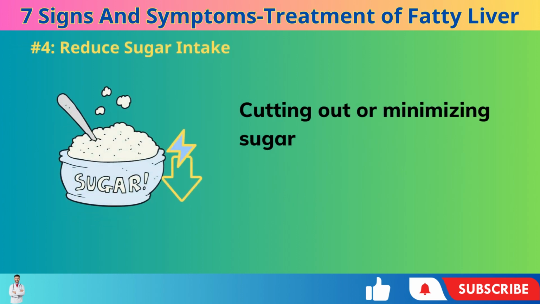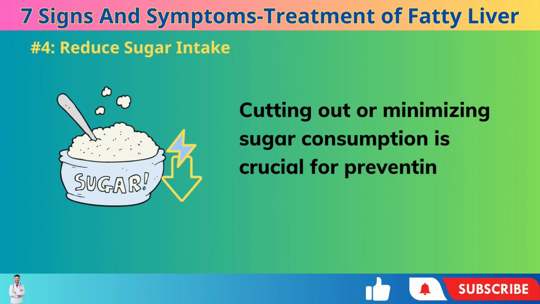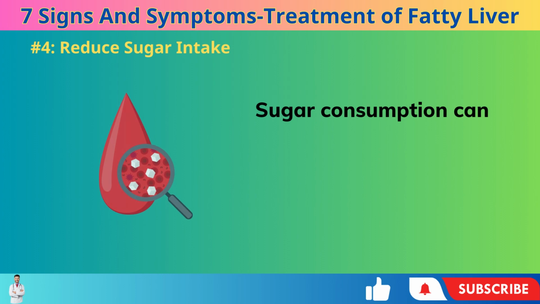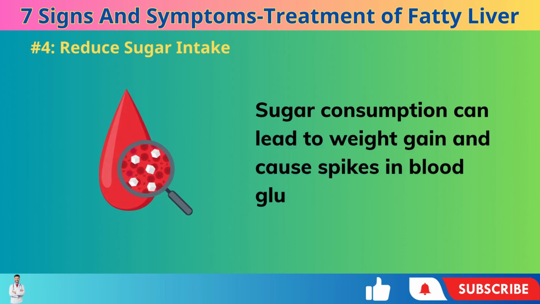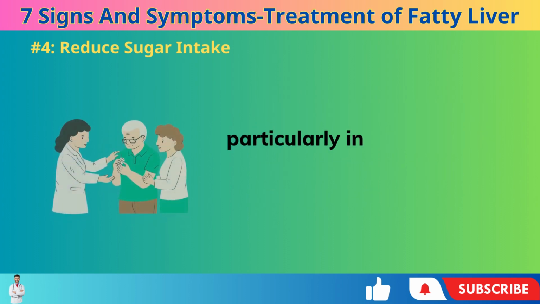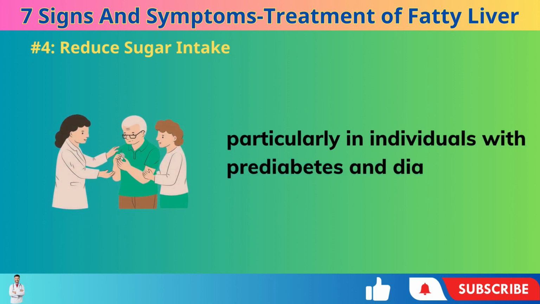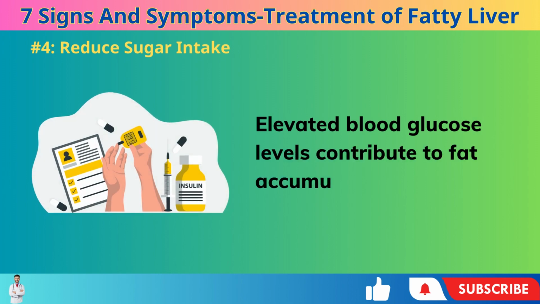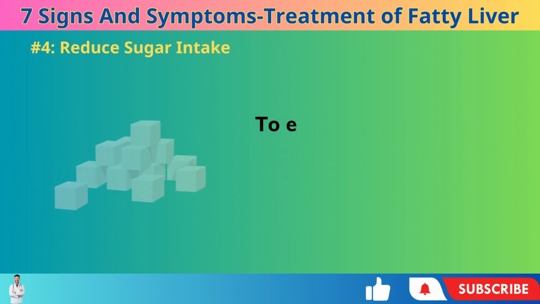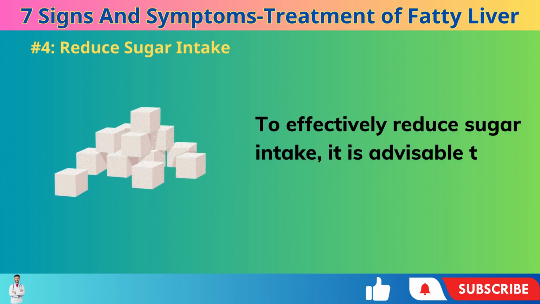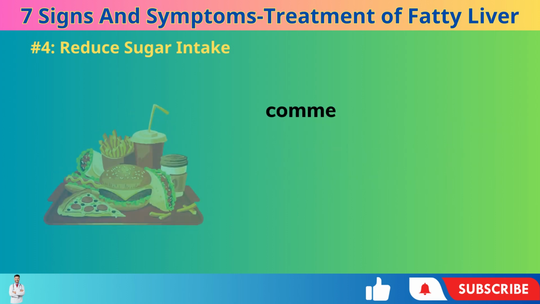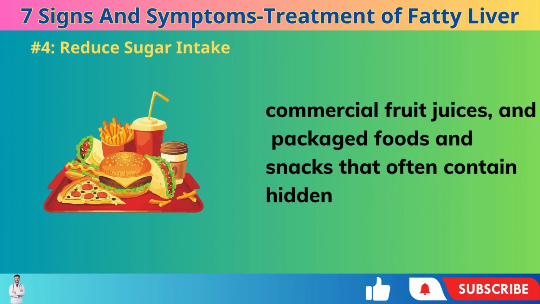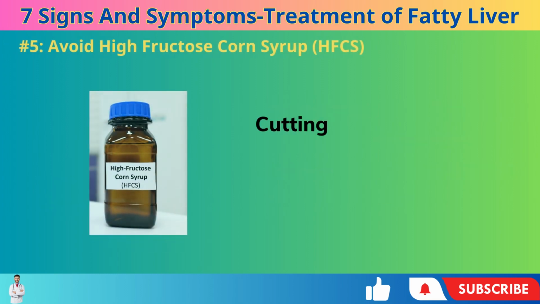Number 4. Reduce sugar intake. Cutting out or minimizing sugar consumption is crucial for preventing and reversing fatty liver disease. Sugar consumption can lead to weight gain and cause spikes in blood glucose levels, particularly in individuals with prediabetes and diabetes. Elevated blood glucose levels contribute to fat accumulation in the liver. To effectively reduce sugar intake, it is advisable to avoid refined sugar, commercial fruit juices, and packaged foods and snacks that often contain hidden sugars.